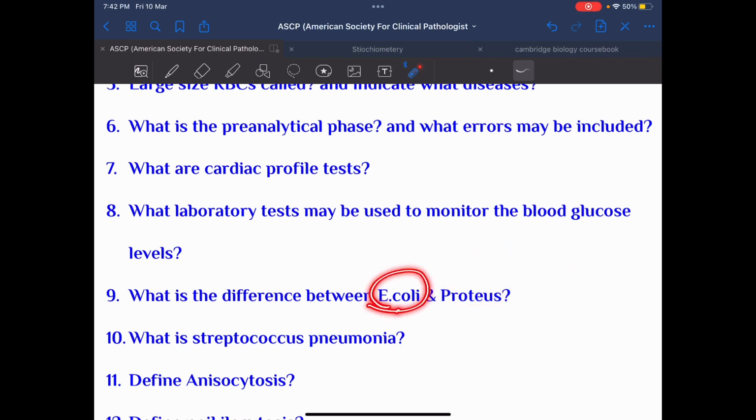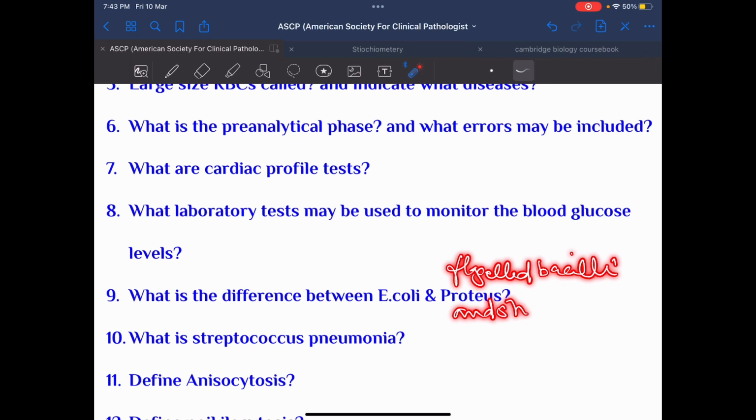E. coli colony morphology is smooth or rough red colonies, while Proteus is flagellated bacilli and shows swarming on the culture plate.